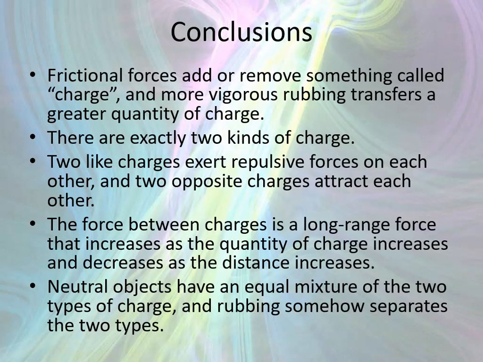So some conclusions are that these frictional forces of rubbing add or remove this charge, and with these two charges, two like charges, in other words, two plastic rods, will repel each other, whereas two opposite charges, like glass charge and plastic charge, will attract each other. And this is a long-range force that increases the more charge you have, but decreases as you increase the distance between the objects. Neutral objects, in other words, the plastic rod that had not been rubbed yet, have an equal mixture of these two types of charge. And when you rub them, somehow you're able to rub off some of that charge.